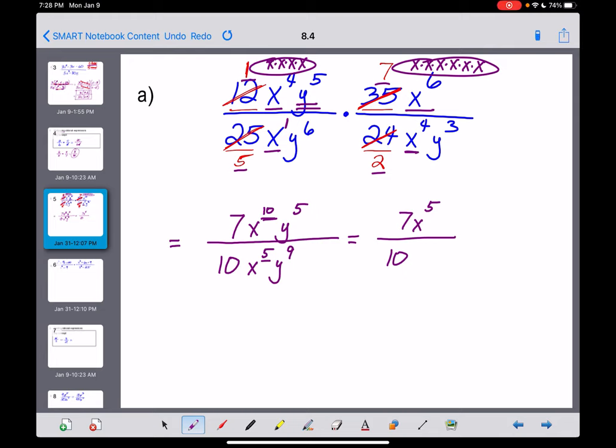Now, how about the y's? 5 on the top, 9 on the bottom. So the bottom is going to win the war of the y's.